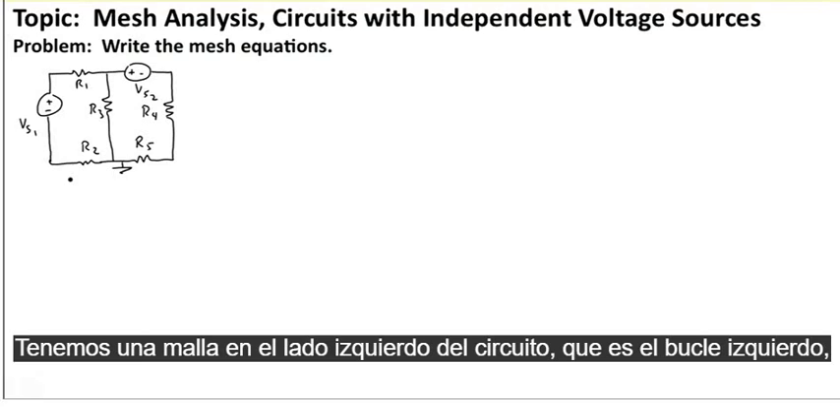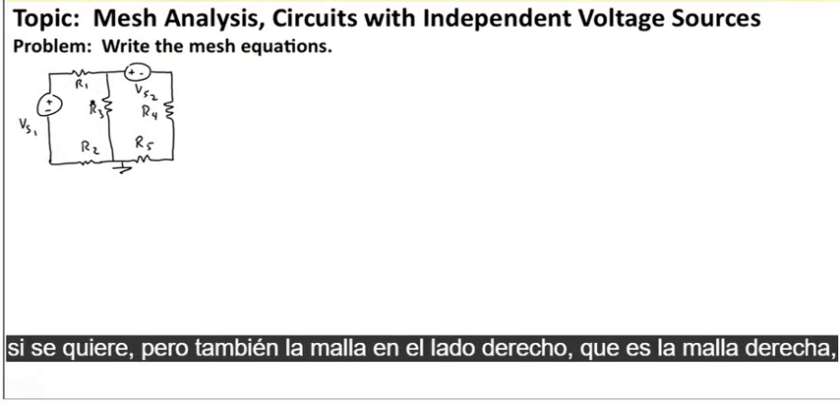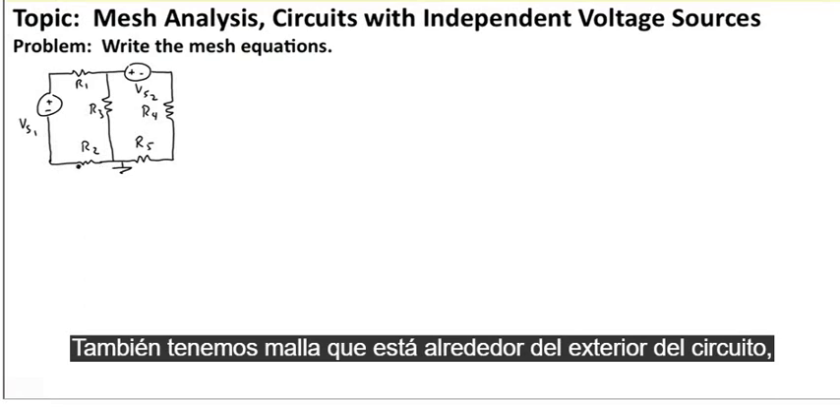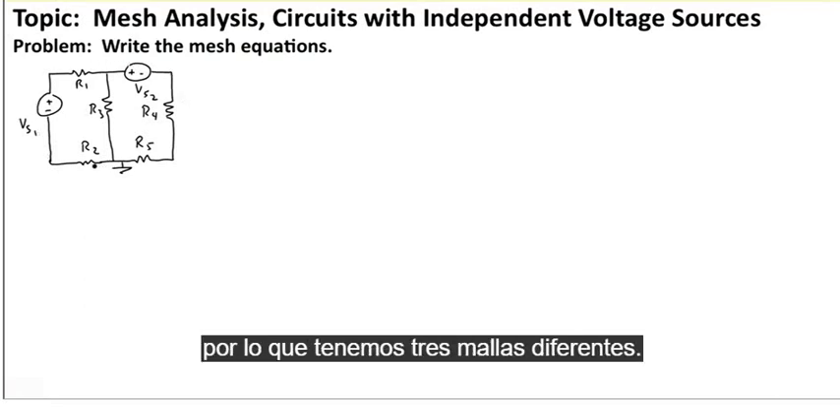We have a mesh on the left-hand side of the circuit, which is the left loop, if you will. We also have a mesh on the right-hand side, which is the right mesh or right loop of the circuit. We also have a mesh around the outside of the circuit. Upon inspection, we see that we have three different meshes.